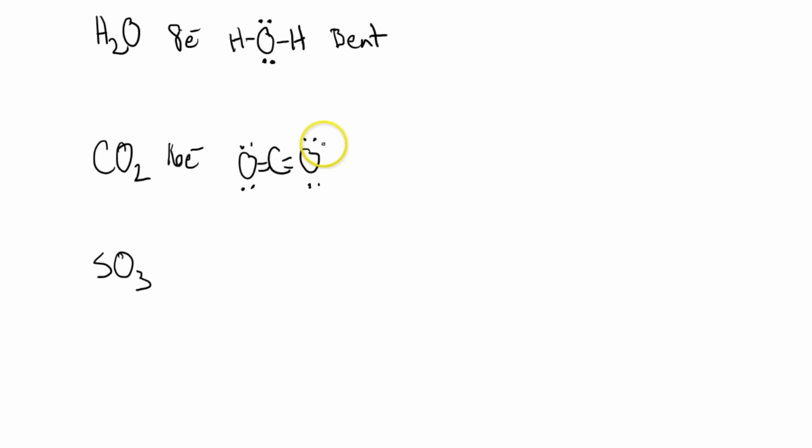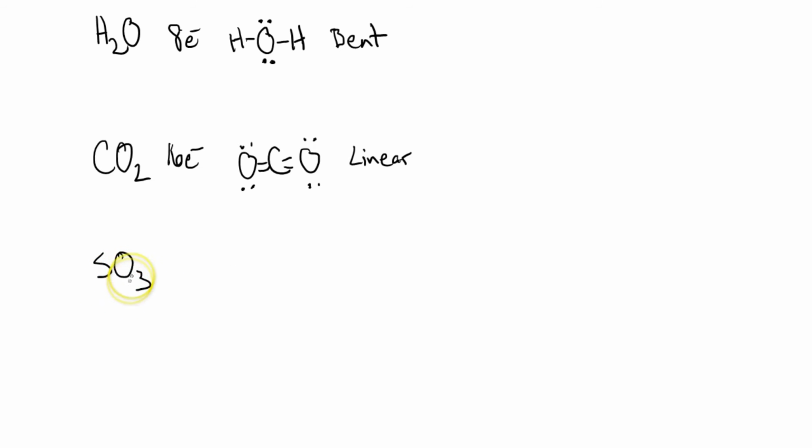Now let's find the shape. It has 1, 2, 3 atoms, and this central atom you can clearly see has no dots, so there are no lone pairs of electrons, meaning that this shape is linear. All right, one more. Let's see how this goes.